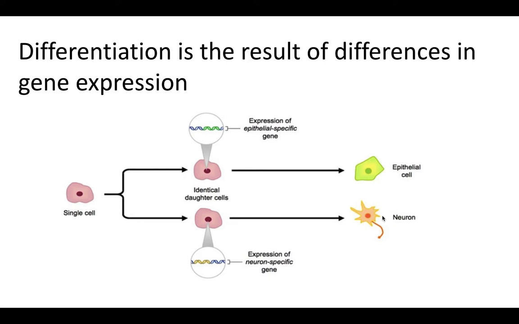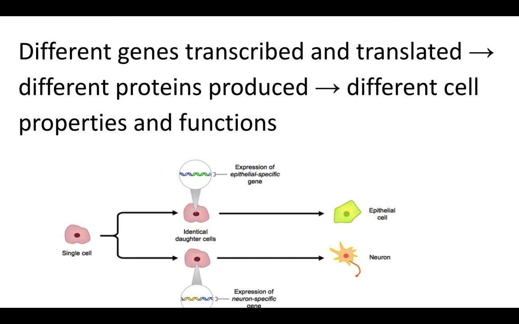So because these cells are doing transcription and translation of different genes, they're making different proteins. Proteins do almost everything in the cell. So if you have different proteins, you're going to be a different shape, a different size, and you're going to be able to perform different functions. So if different genes are transcribed and translated, we'll have different proteins produced, which will lead to different cell properties and functions.